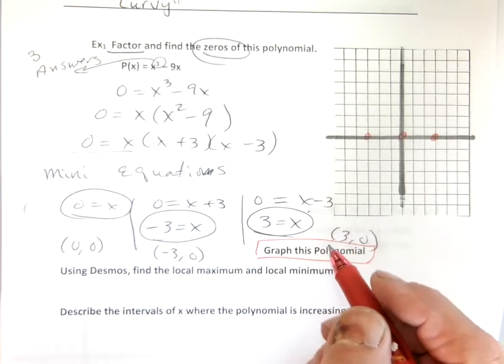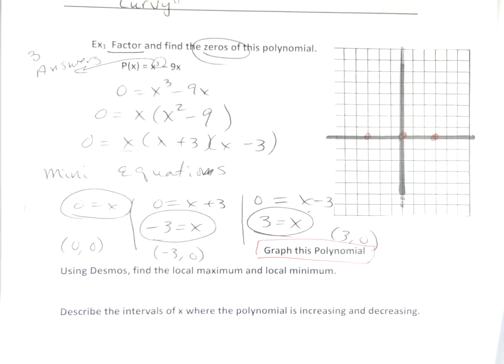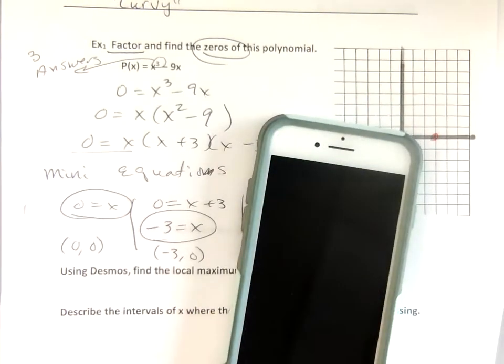Now, it says graph this polynomial. So how are we going to graph it? Let's use our Desmos. Okay, let's let our technology do this. So we go to our phone, and we're going to use Desmos. Let's see, where's my phone? My phone's around here somewhere. Well, where's my phone? Oh, it's right in front of me. I'm so silly. There it is.